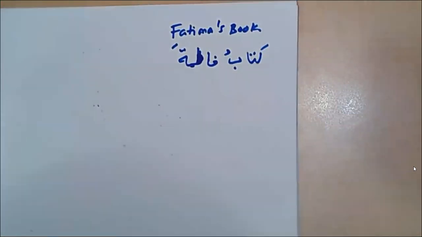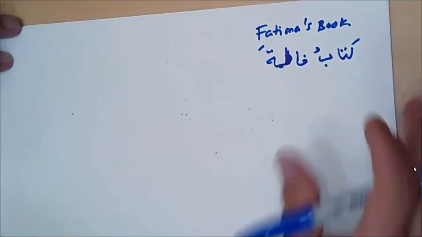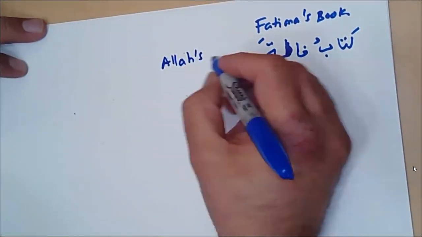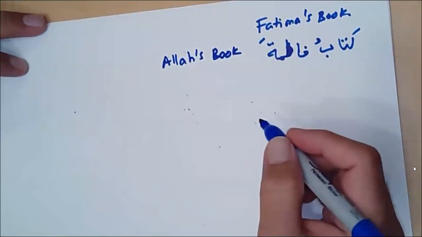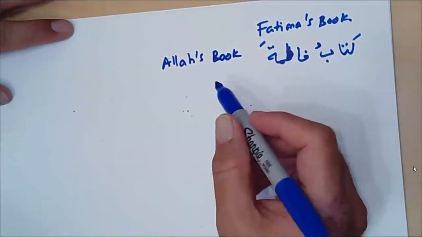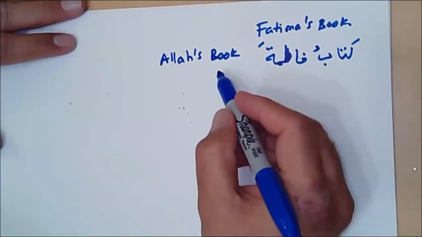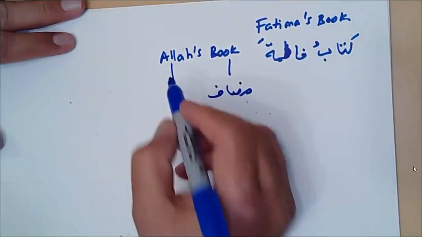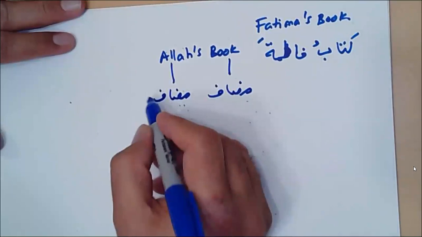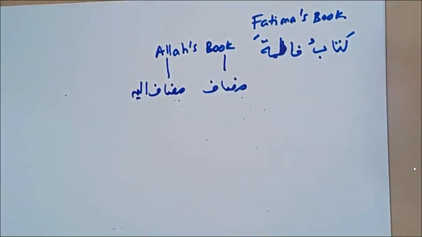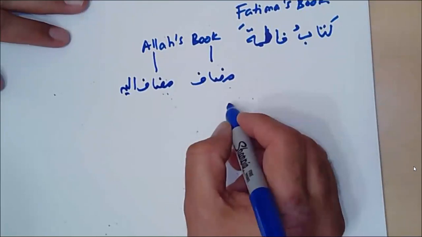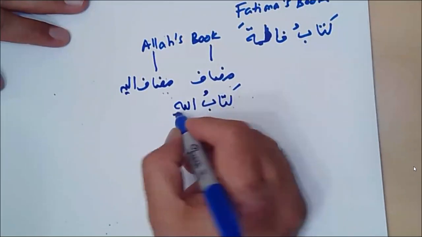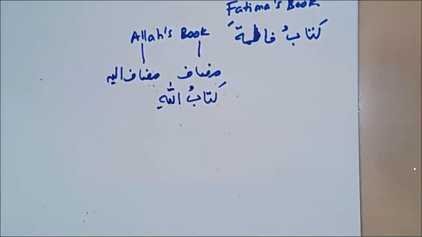Okay. Let's try something else then. Mashallah, we get that. So let's say Allah's book. It is not flexible. Let's look at the parts. What is book? Kitab, Muzaf. Allah is Muzaf ilai. Kitab Allah. So Sister Nusra said Kitabullahi. Kitabullahi, right? Kitabullahi is right.